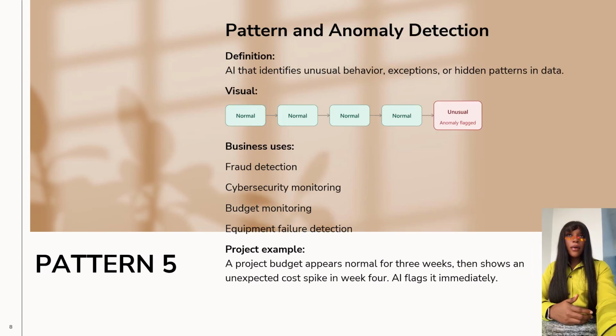The fifth AI pattern we'll be looking at is pattern and anomaly detection. Although this sounds similar to predictive AI, it has a different purpose. Predictive AI looks ahead, while anomaly detection looks at what is happening now. Its job is to identify anything that is unusual. For example, unexpected spending, fraudulent transactions, cybersecurity attacks, machine vibrations, and quality defects.